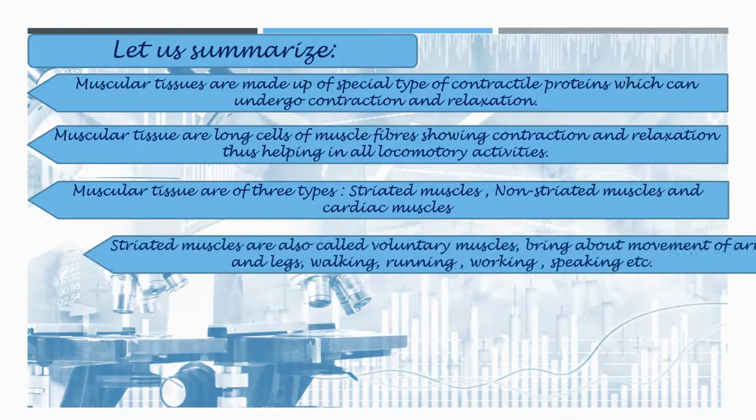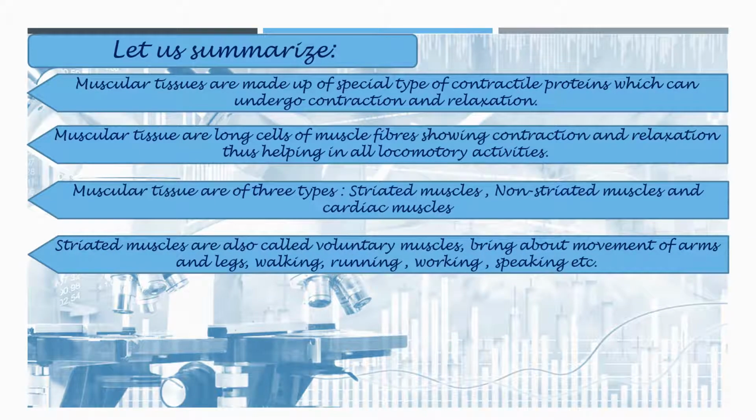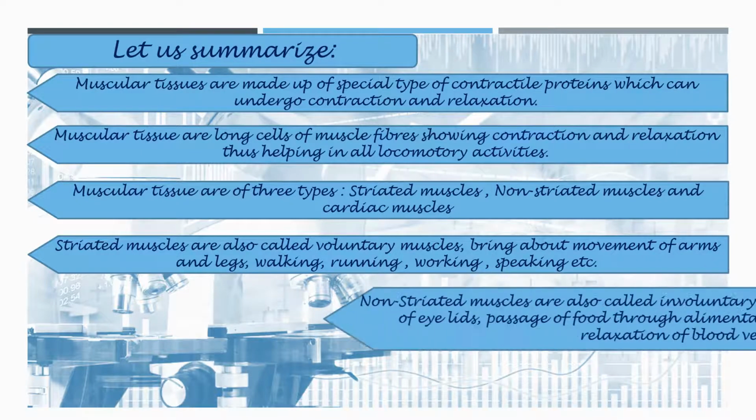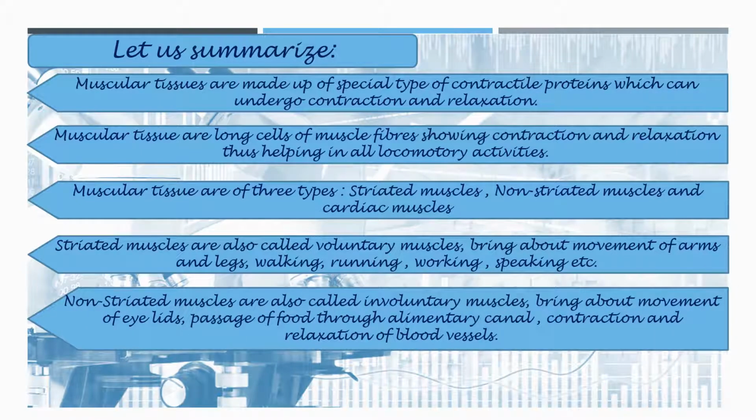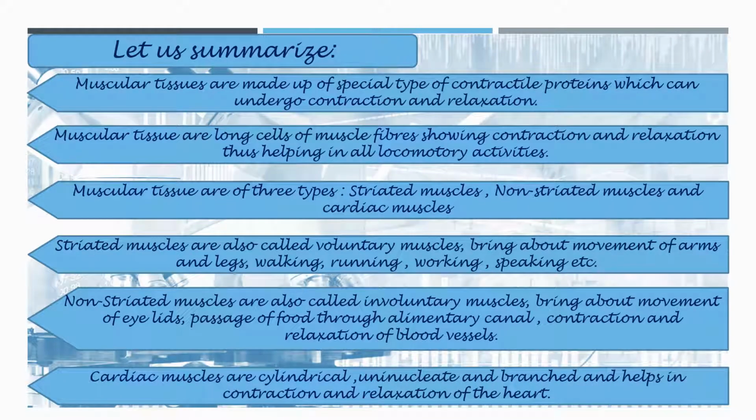Striated muscles are also called voluntary muscles and they bring about movement of arms and legs, walking, running, working, speaking, etc. Non-striated muscles are also called involuntary muscles. They bring about movement of eyelids, passage of food through the alimentary canal, contraction and relaxation of blood vessels. And cardiac muscles are cylindrical, uninucleate and branched and help in contraction and relaxation of the heart.